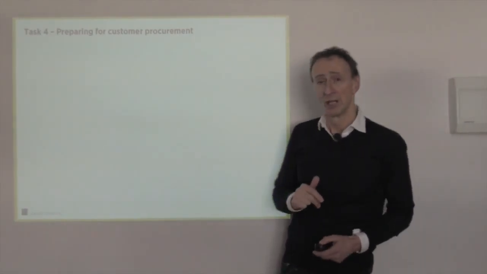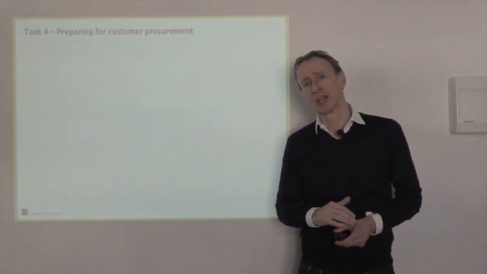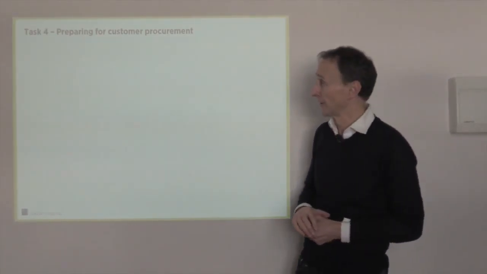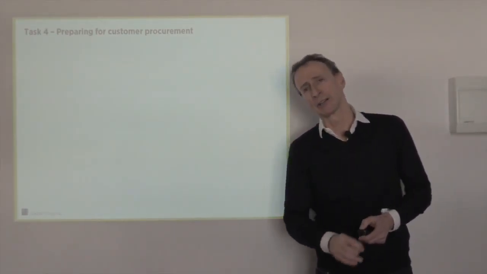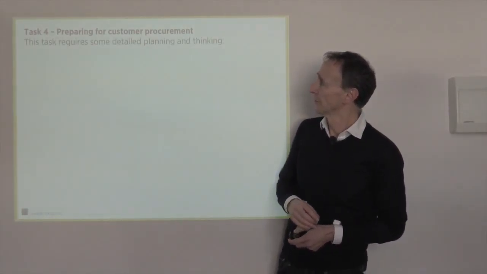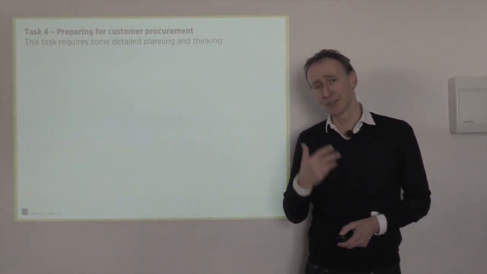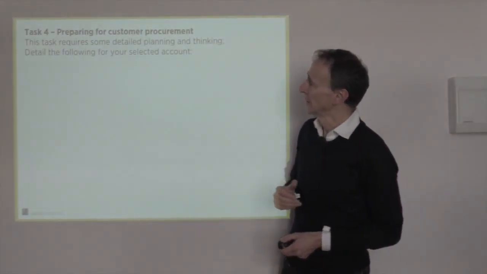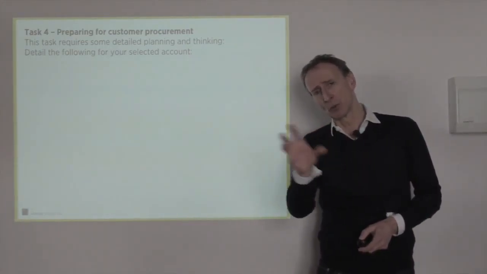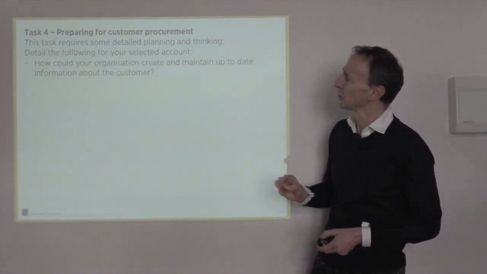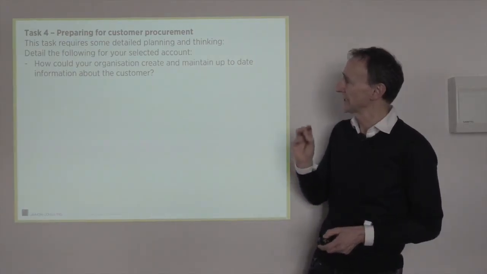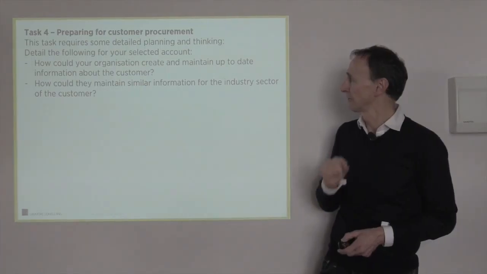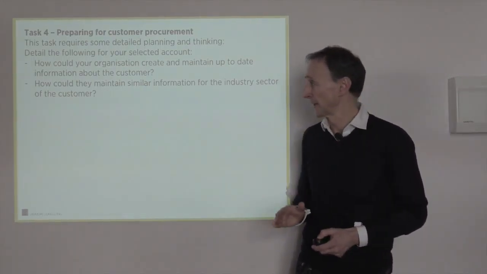So, to finalise learning outcome 4, let's look at the tasks that you need to deliver. So this is all about preparing for customer procurement. So you're going to require some detailed planning, a lot of thinking. You need to detail for the selected account that we've been working on, how could your organisation create and maintain up-to-date information about the customer? How could they maintain similar information for the industry sector of the customer?